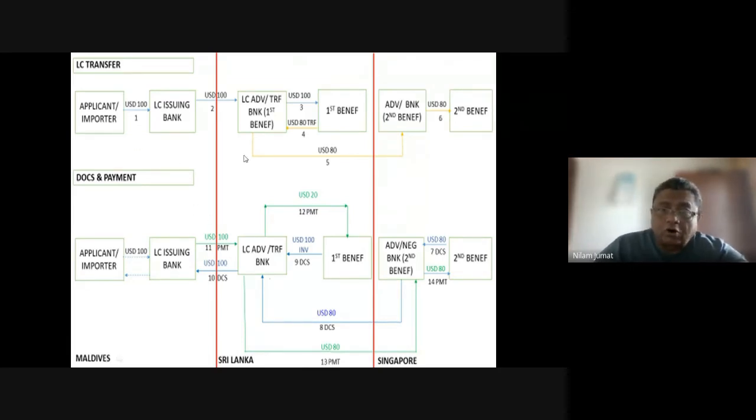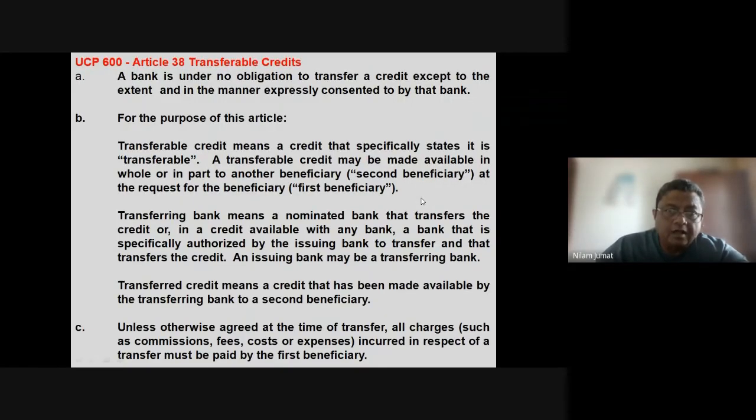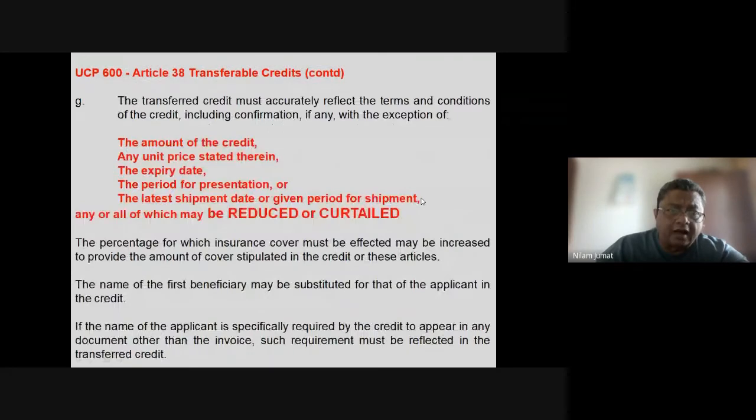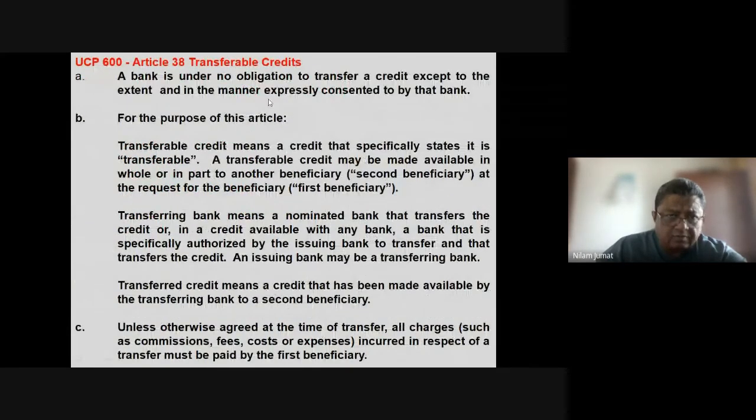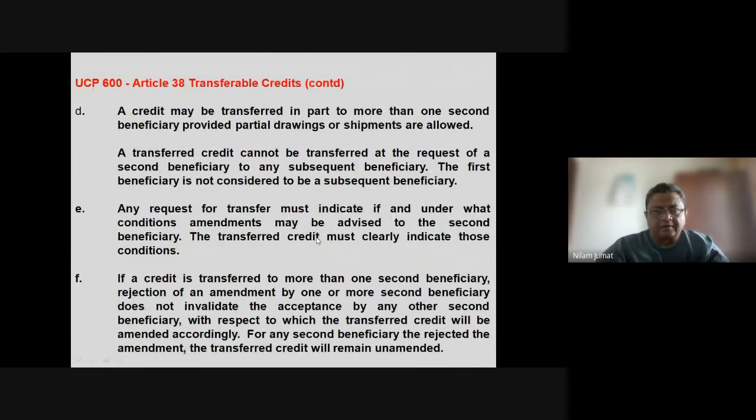Now I have to touch on back to back. These are not the same thing. Now, in the UCP you get articles, right? This is the article that relates to Article 38 of UCP, which relates only to transferable credits. You can see the change of name and all that is here. The transfer may be available, and these are the terms.